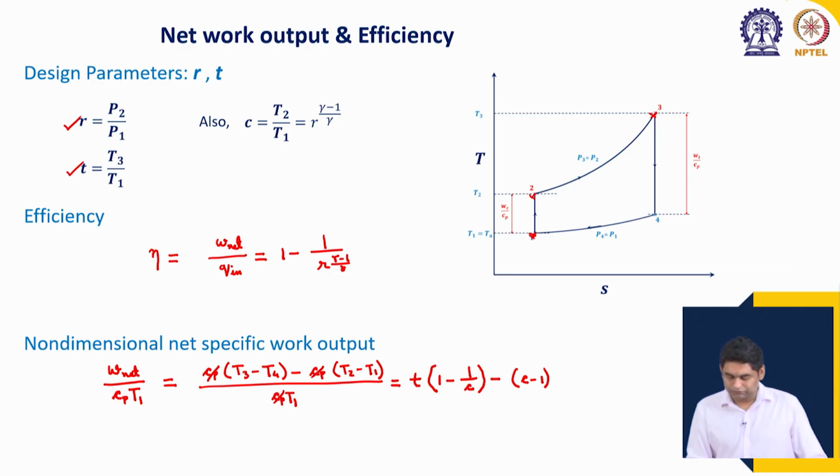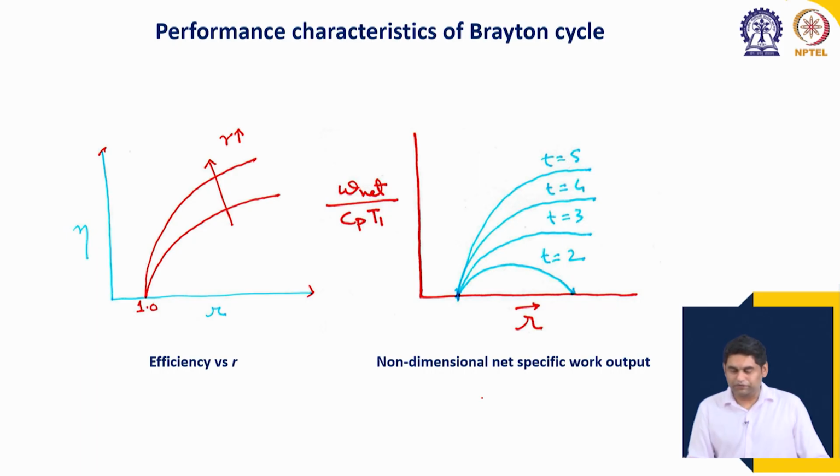Then we saw how these performance characteristics look. We saw that the efficiency keeps on increasing for a given value of gamma, with increasing value of R. On the other hand, the net specific work output increases up to a certain point and then it starts decreasing again.